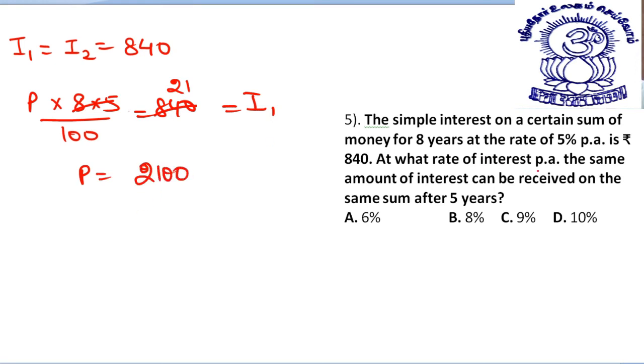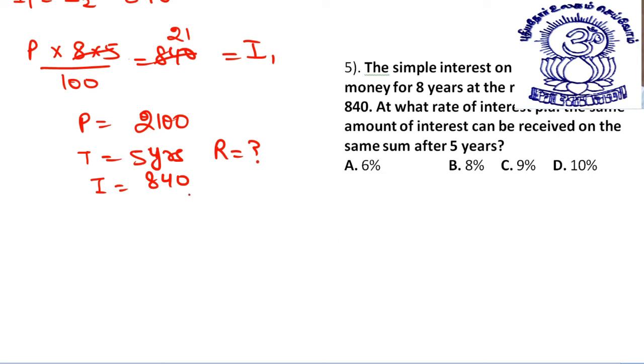Now, at what rate of interest per annum can the same amount of interest be received on the same sum after 5 years? Now, what we have: principal is equal to 2100, time is equal to 5 years, rate is not known, interest is known as 840. If I apply the formula, interest I is equal to P into R into T by 100.